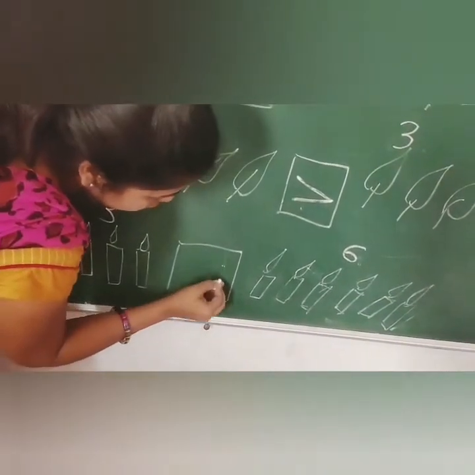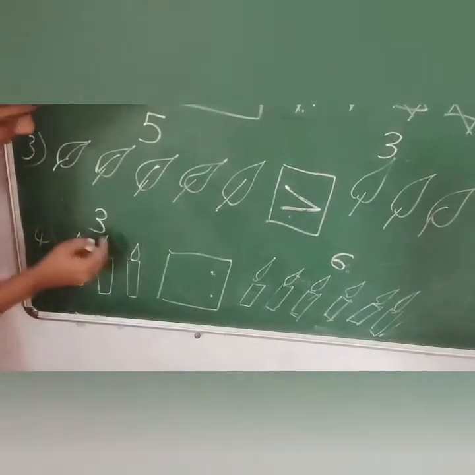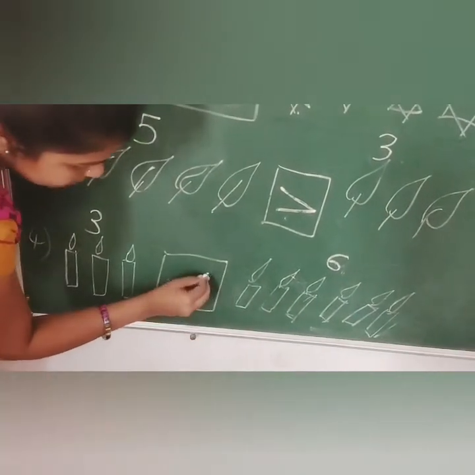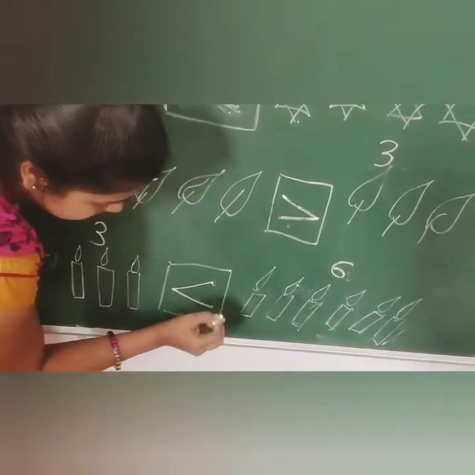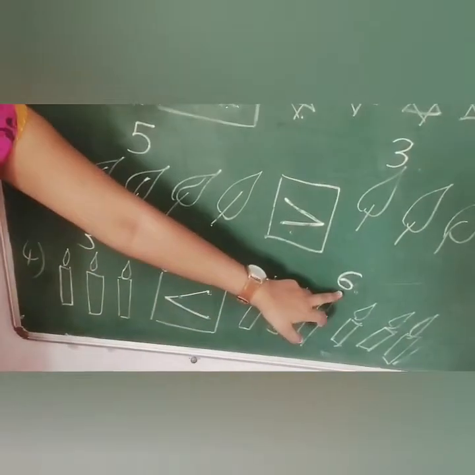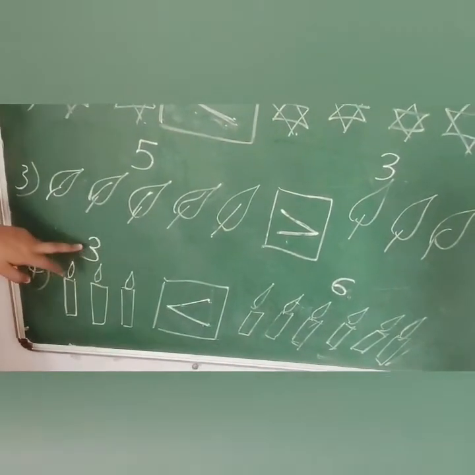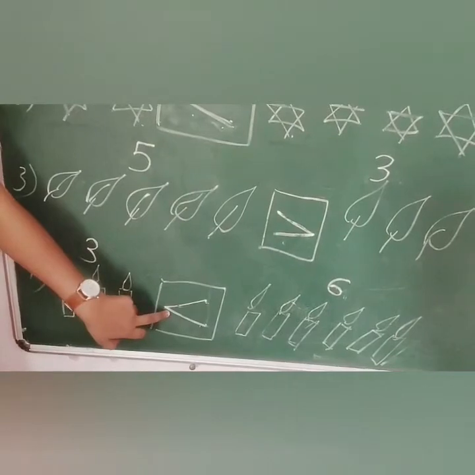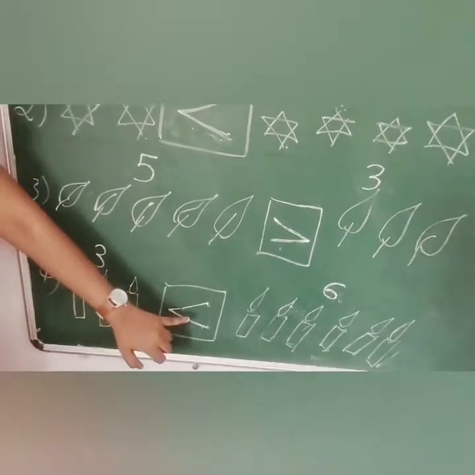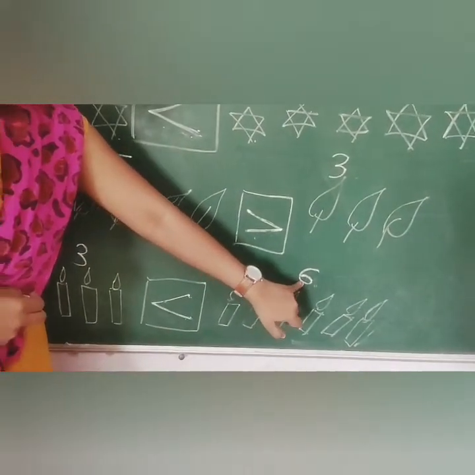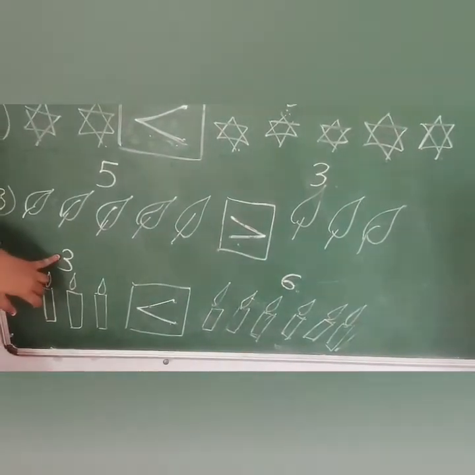We have to put 2 dots on the bigger end and 1 dot on the smaller end. Let me join all these dots. We already know that the bigger number has 2 endpoints and the smaller number has 1 point. So 3 is always smaller than 6 and 6 is always bigger than 3.